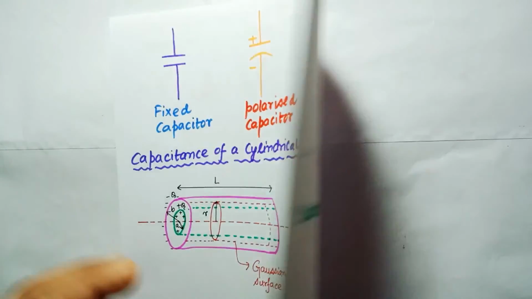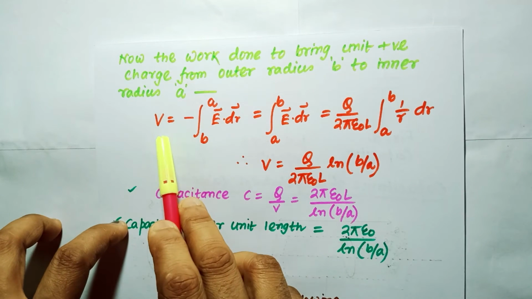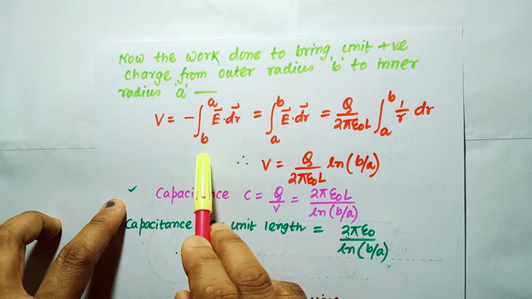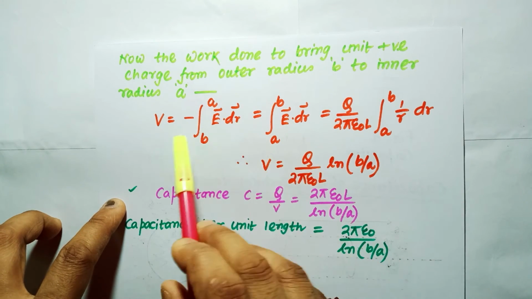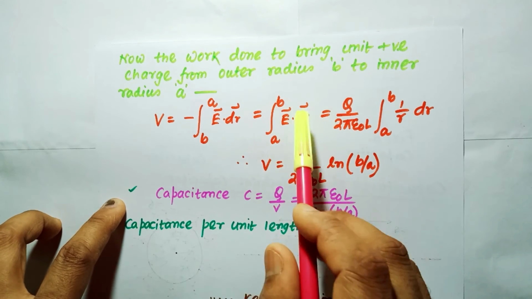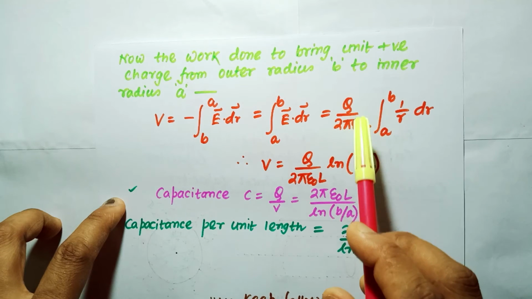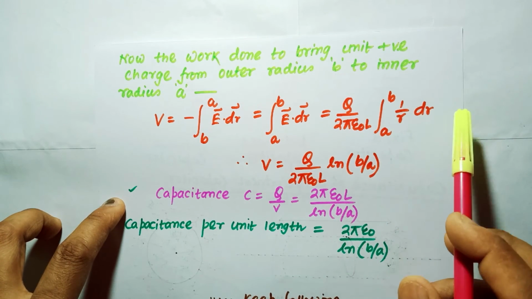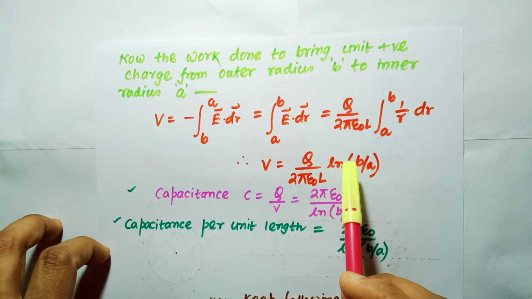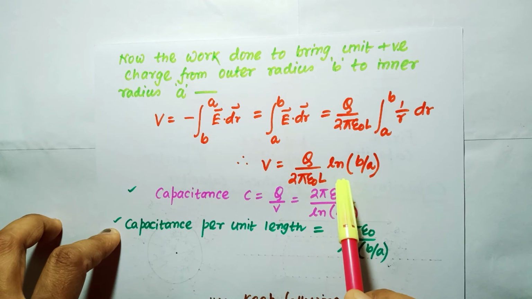So what will be the work done? It means the potential energy. So the potential V is equal to minus the integration from b to a, the outer radius of the cylinder to the inner radius, of E dot dr. So I can write it as the integration from a to b of E dot dr. I put the value of E, and the integration comes out to be capital Q divided by 2 pi epsilon naught L, integral from a to b of 1 by r dr. So I get the potential V equal to capital Q by 2 pi epsilon naught L times ln of b by a.